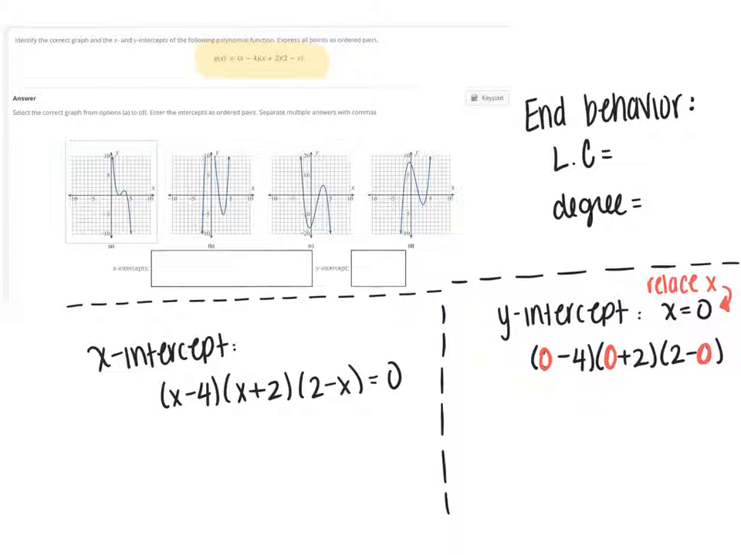So here's our first example. The function is highlighted in yellow. It says identify the correct graph and the x and y intercepts of the following polynomial. So you'll see my function is g of x equals x minus 4, x plus 2, and 2 minus x. The first thing I would recommend doing is figuring out the end behavior, and that's going to help me narrow down some graphs. So the end behavior depends on the leading coefficient and the degree.